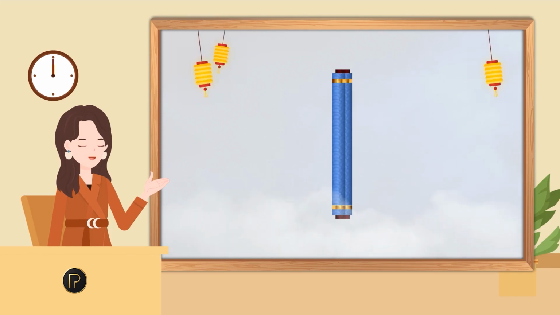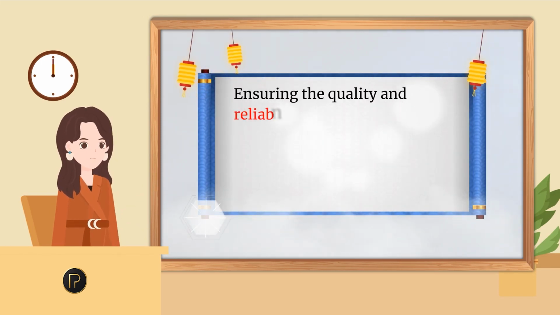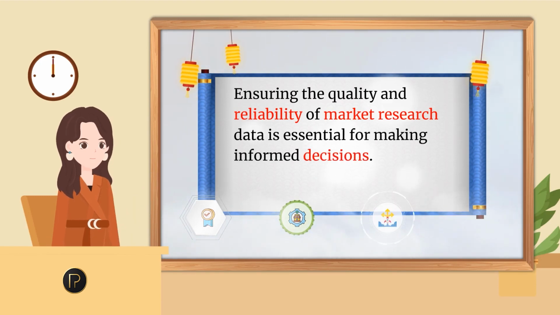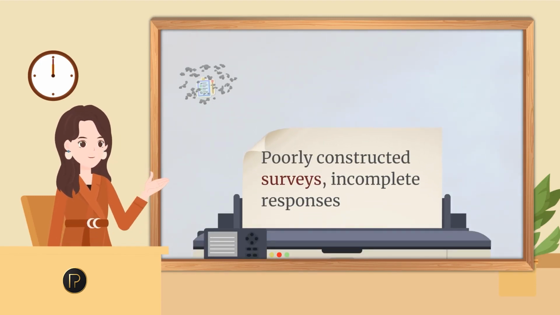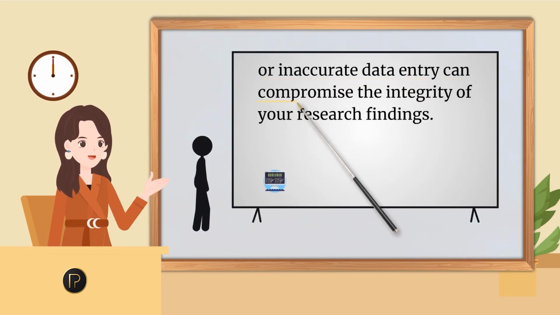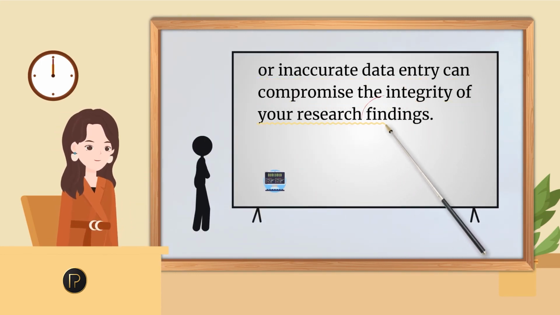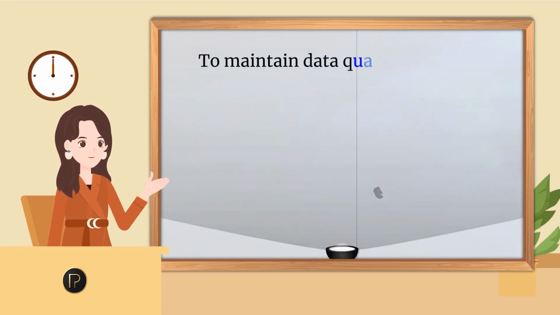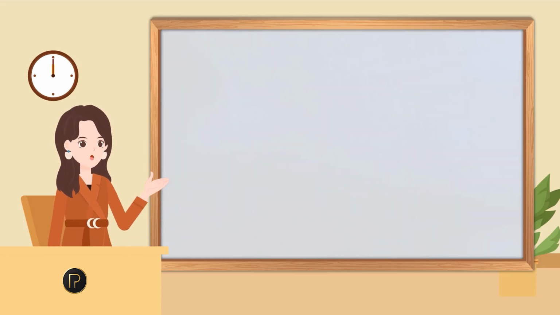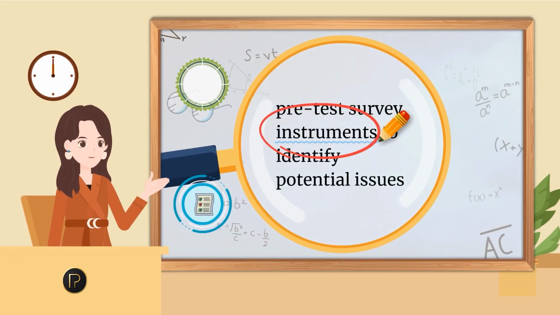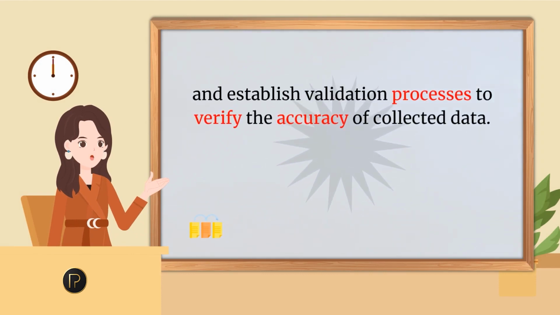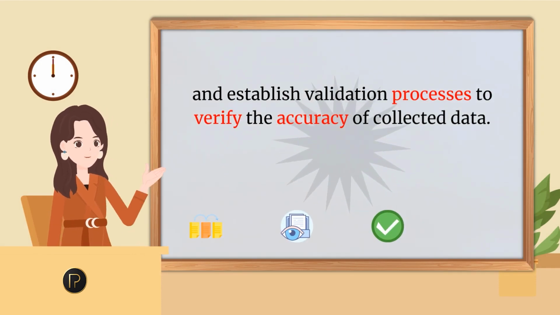3. Data quality. Ensuring the quality and reliability of market research data is essential for making informed decisions. Poorly constructed surveys, incomplete responses, or inaccurate data entry can compromise the integrity of your research findings. To maintain data quality, invest in robust data collection tools and methodologies. Pre-test survey instruments to identify potential issues, and establish validation processes to verify the accuracy of collected data.